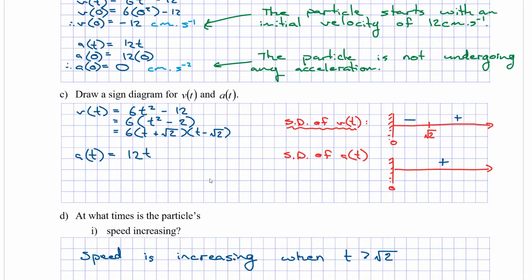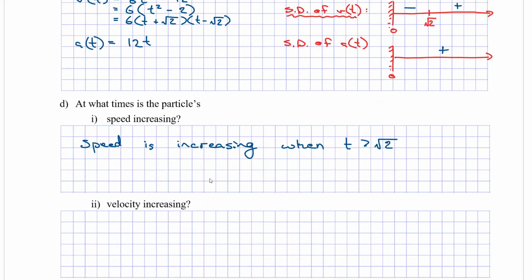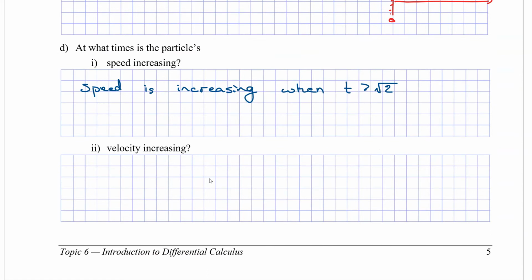But because the particle is always undergoing a positive acceleration, between t equals 0 and root 2, the particle is becoming less negative in its velocity. Therefore, the velocity itself, even though it's negative from 0 to root 2, is still increasing in value. Similarly, when we hit t equals root 2, the velocity is equal to 0. And as t is greater than root 2, the velocity itself is increasing. So by that definition, the velocity is always increasing when t is greater than 0.